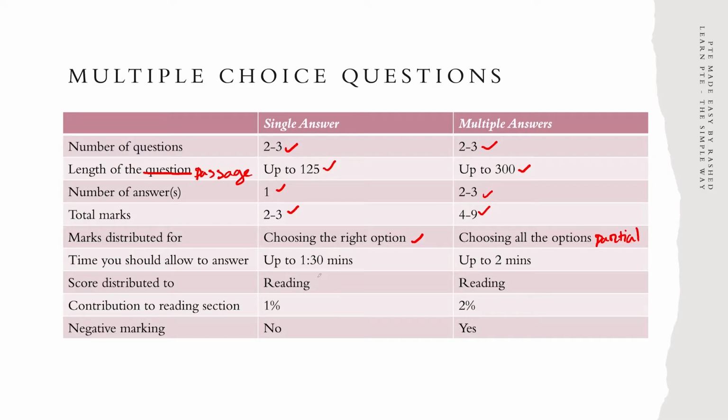And you should allow up to 1.5 minutes maximum. This is maximum. If you can finish early, that's good. For multiple choice single answer and multiple choice multiple answer, maximum 2 minutes per question. Score is distributed to reading only in both cases, and as you can see, the contribution to reading score is very low from these question types, only about 1% and 2% respectively. In terms of negative marking, for single answer, there is no negative marking, so I should have given a cross. And for multiple answer, there will be negative marking.